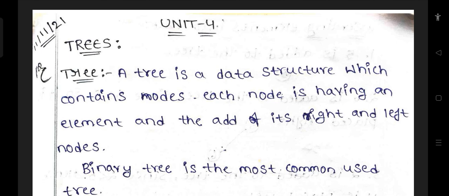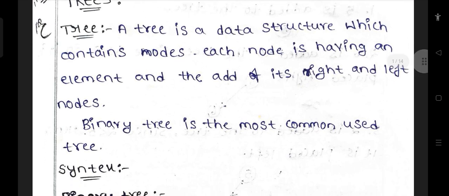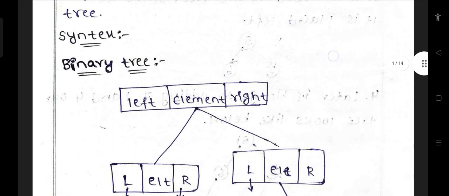Here, a tree is a data structure which contains nodes. Each node is an element with its right and left nodes. Binary tree is the most commonly used tree. In the previous classes we learned about linear data structures, which are array, linked list, stacks and queue. Now we are going to learn about non-linear. Non-linear means non-sequential data. So here the tree is also not sequential; it goes either to the left node or the right node. So here is the syntax for the binary tree.